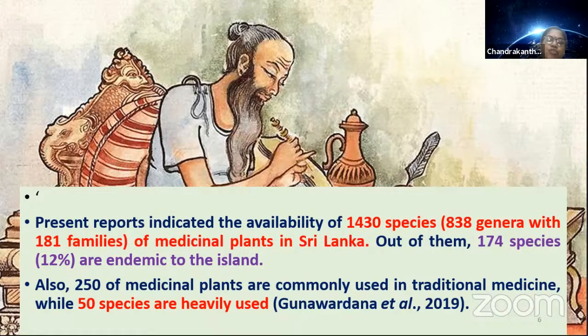Also, 150 medicinal plants are commonly used in traditional medicine, while 50 species are heavily used. Very recent studies have reported this. Nearly 50 species have been very heavily used in the recent past, because now people are getting concerned about this traditional medicinal system. It's not just because they lost faith in English medicine or Western medicine.